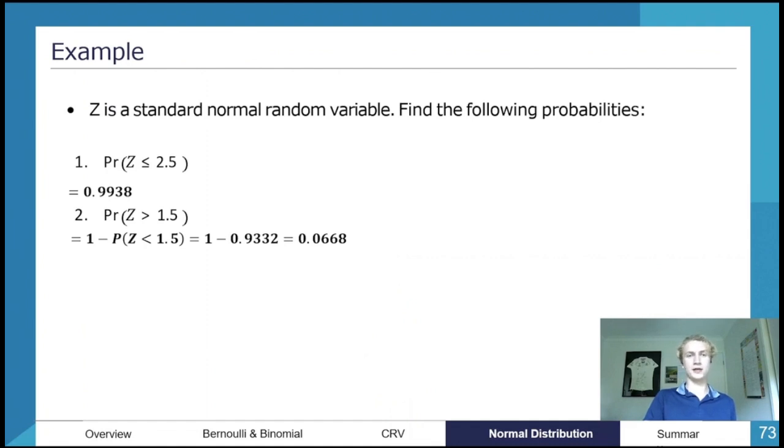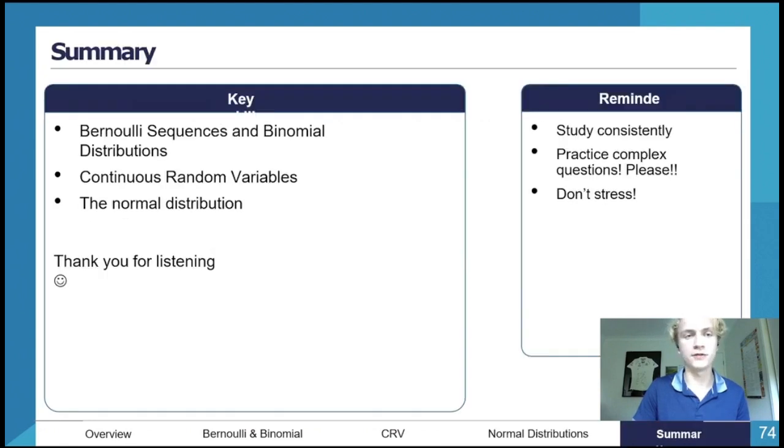So an example would be to find the following probabilities. If Z was a standard normal random variable, between those two, you would have to use the norm CDF function or PDF. But yeah, you will memorize these values at some point, and then ditto for the 1.5.